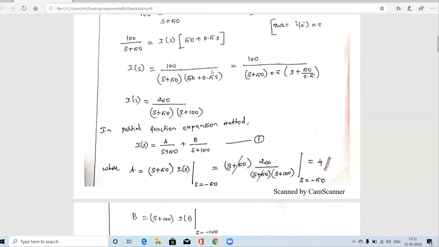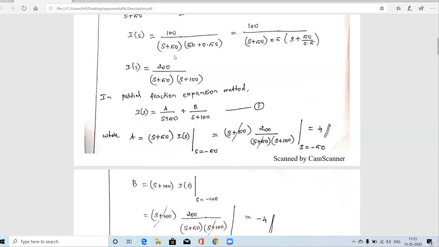Okay. So s plus 50 is in the structure, but here the s is multiplied with 0.5. So we need the format s plus some value. So you take this 0.5 as a common. Okay, you take 0.5 outside from this term. So we can write it as 0.5 into s plus 50 divided by 0.5. Okay, so 50 by 0.5, we have to write it as 100. Then this denominator 0.5, in numerator 100 is there. So 100 divided by 0.5, we have to write it as 200. So I of s equals 200 divided by s plus 50 into s plus 100.